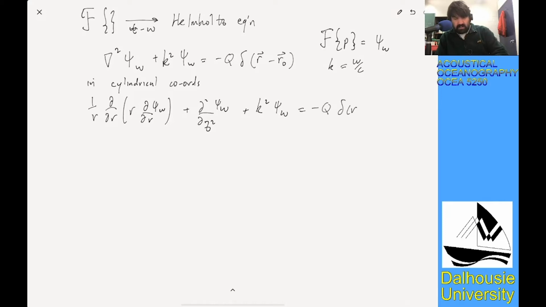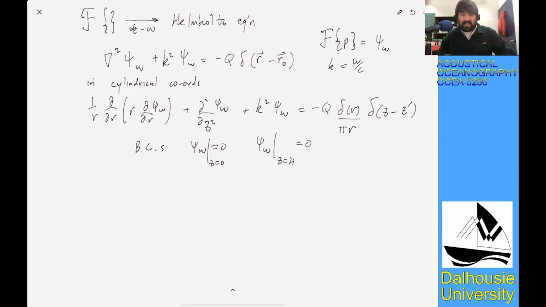And since we're at the origin, this becomes delta r over pi times r, right? Another, which transforms coordinate systems. And then we're going to have delta z minus z prime, okay? Our boundary conditions: psi omega equals 0 at z equals 0, and psi omega equals 0 at z equals h. The depth of the channel is h, by the way. I probably didn't write that in the last slide, but we won't worry about it.